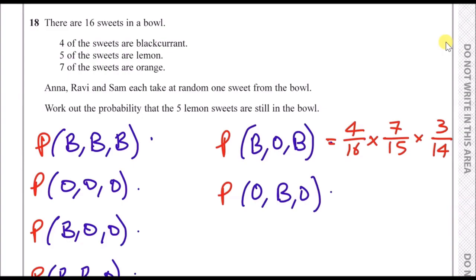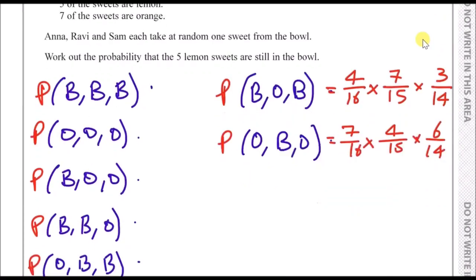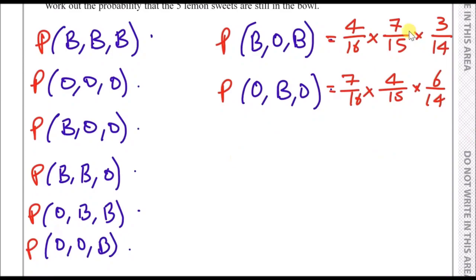For the next one, OBO, it's the same thing. You've got 7 of them out of 16, times blackcurrant, you've got 4 of them out of 15. Again, out of 14 is the last one. And because you want another orange, you've got 6. Looking at all these values, for instance, look at BBO. You've got pretty much the same kind of order, so it'll be 4 times 7 times 3 out of this quantity.